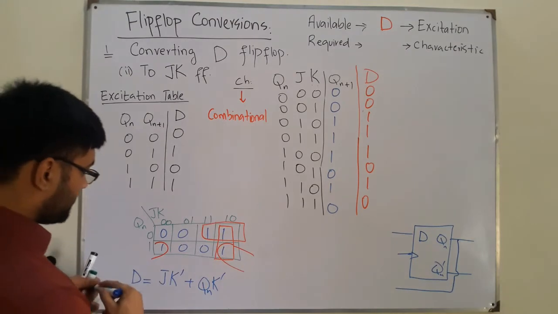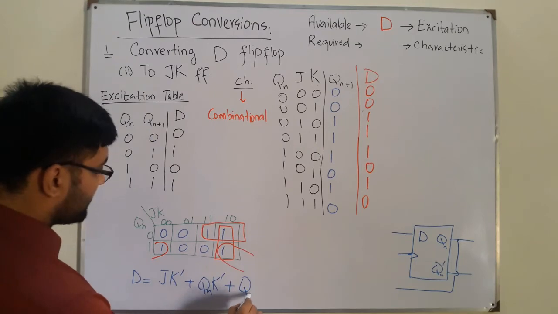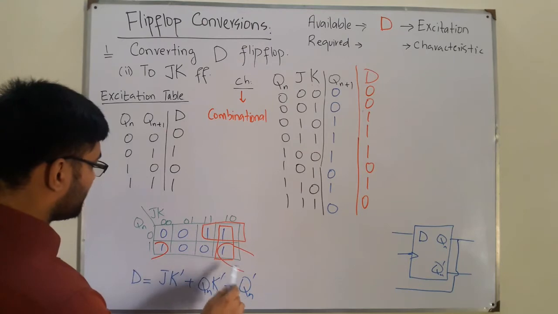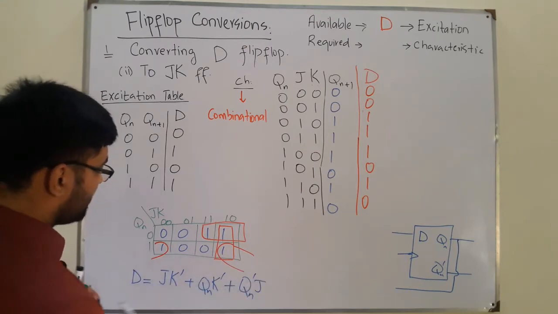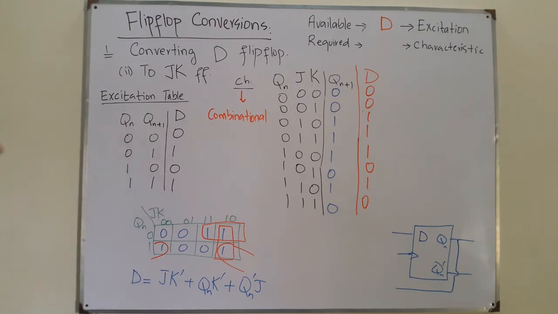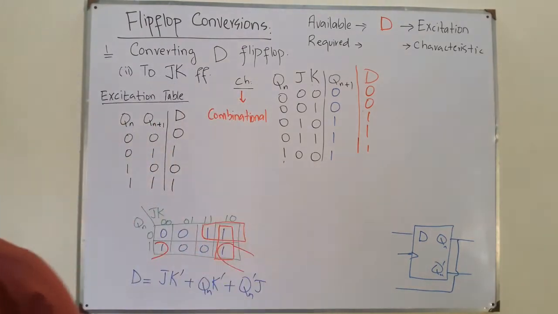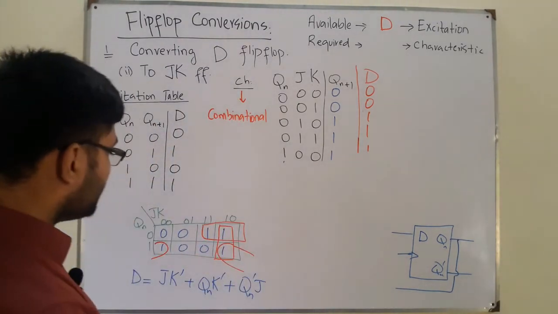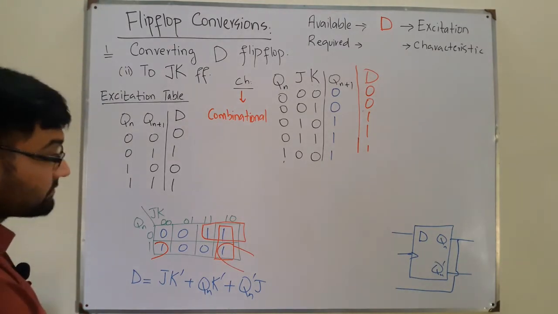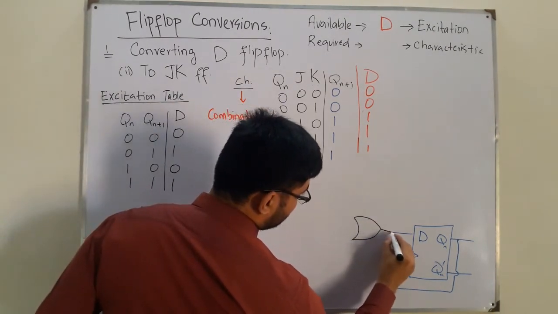in which we have Qn complement and J. Qn complement and J. All right. So now we draw it over there, okay? So let's say we remove some portion of this. And now you have what? D is equal to the OR of three terms, so we need three AND gates and then an OR gate. So let's say this is the final OR gate. We draw it first.